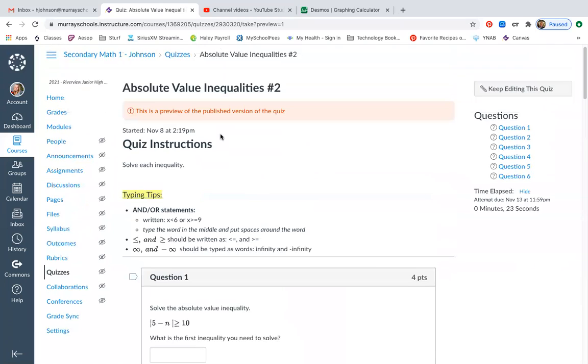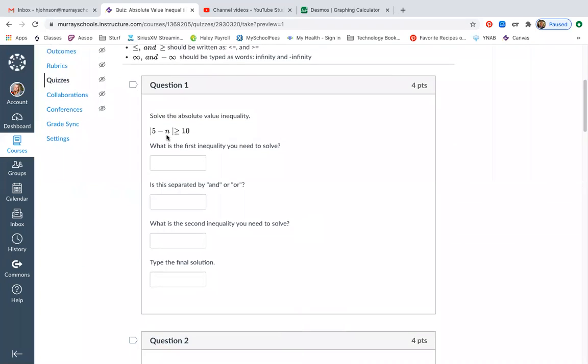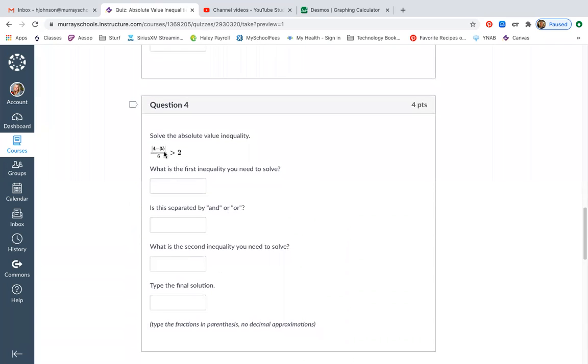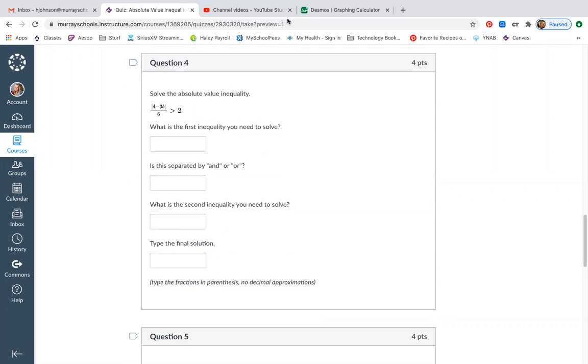There's only 6 of them, absolute value inequalities number 2. Problem number 1 I'm actually not going to go over because it's a very easy one to set up. You'll notice that there's nothing else outside the absolute value, but on a problem like number 4, there is this dividing by 6 outside the absolute value on the left side. So I want to remind you how we have to deal with something like that.